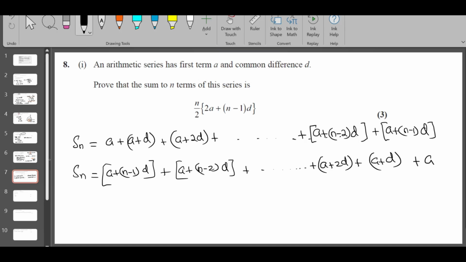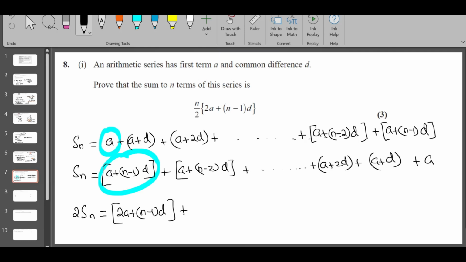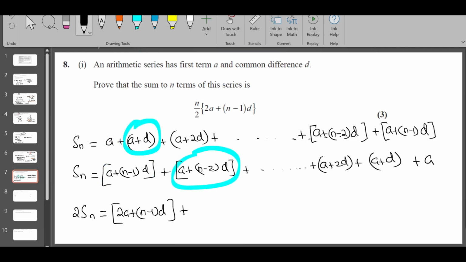So if you are wondering why I am doing that, when you add this, 2Sn is equal to, when you add the first term with this first term, a plus a plus n minus 1 times d, right? Plus, when you add this term and this term, a plus a is 2a. You have d plus n minus 2 times d. You open the bracket, you will get d times nd minus 2d. It is going to be nd minus d, which is n minus 1 times d.